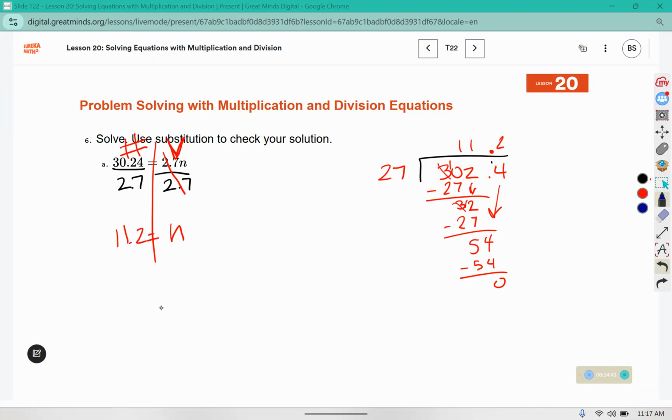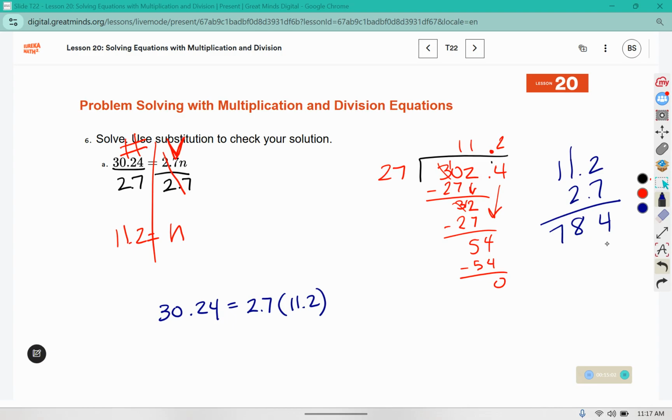Then we're going to check our solution. Is 30.24 equal to 2.7 times 11.2? We'll do some multiplication on the side to check. 7 times 2 is 14. 7 times 1 plus 1 more is 8. 7 times 1 is 7. Then use a spacer. 2 times 2 is 4. 2 times 1 is 2. 2 times 1 is 2. Add them up. We have 2 decimal places in the question, so we need 2 in our answer, and that is 30.24.